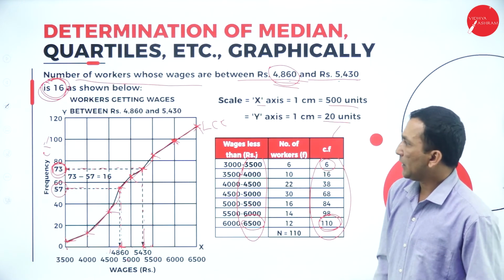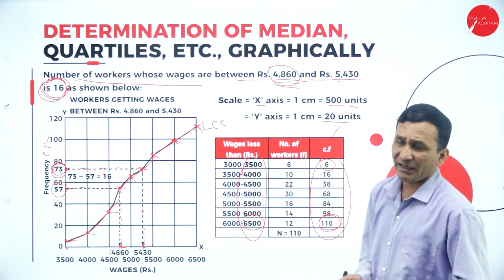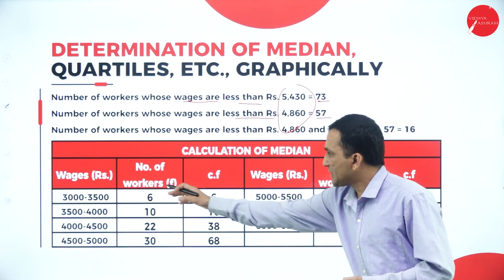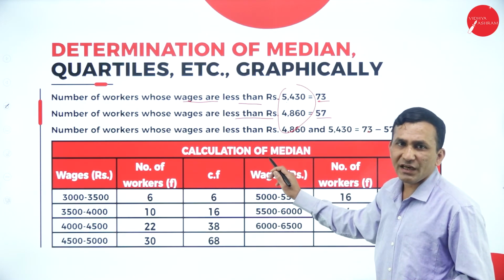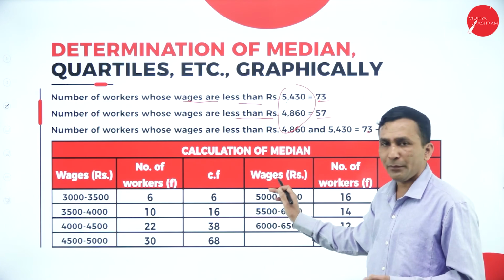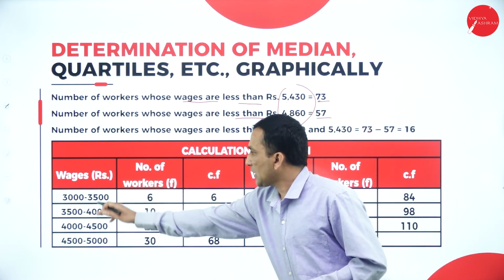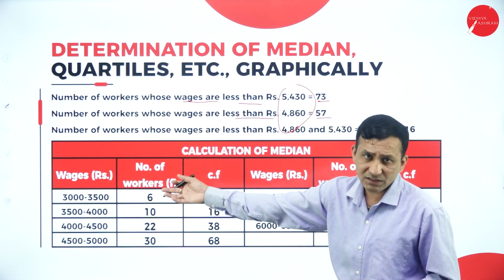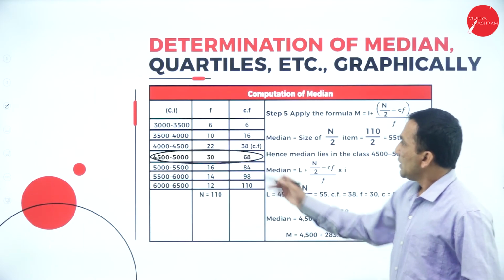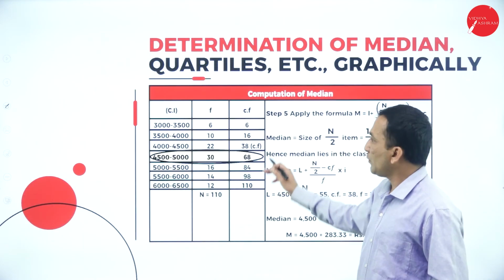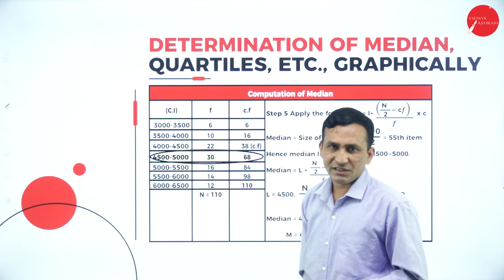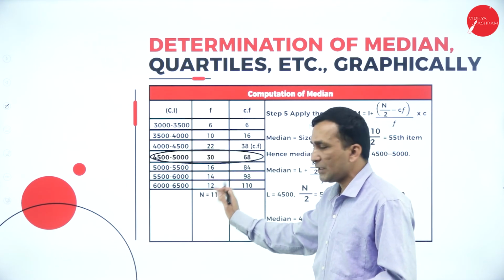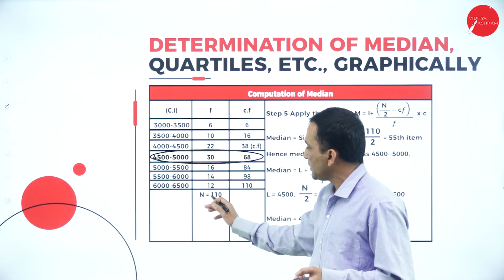There are 5 steps to calculate the median. First, whatever data is given, we calculate the median using the formula in 5 steps to locate the median value. Here the class interval is given, the frequency is given. Now we need to find the cumulative frequency, what we did in the last slide. Same thing, for understanding one more time, I have written the class interval and the frequency as given in the question. If you take the total, I am getting n is equal to 110.